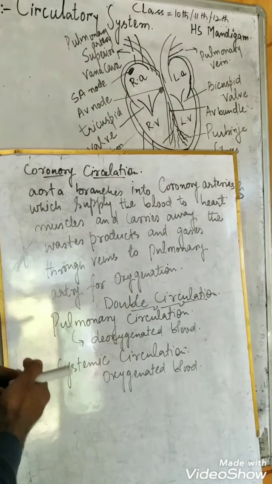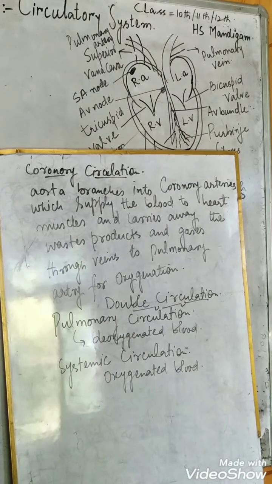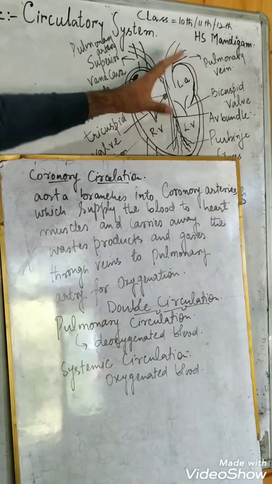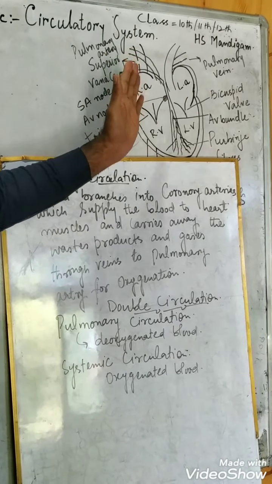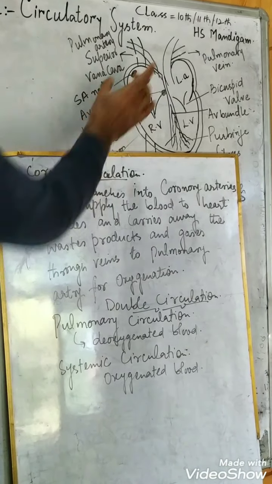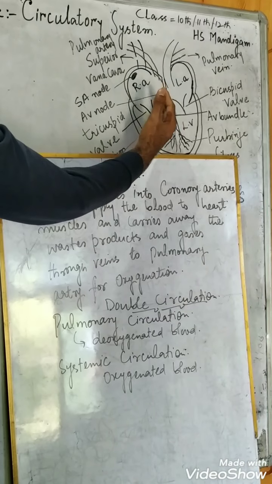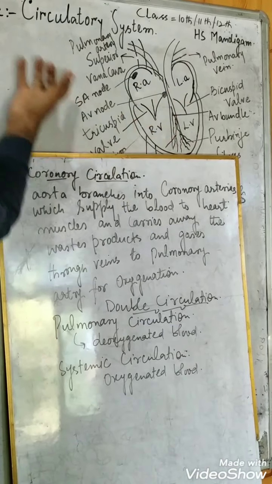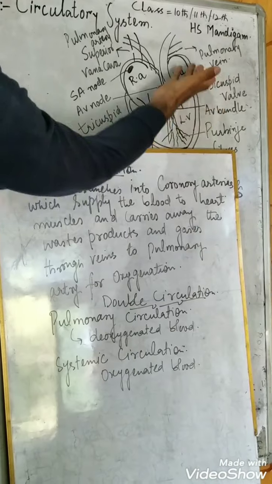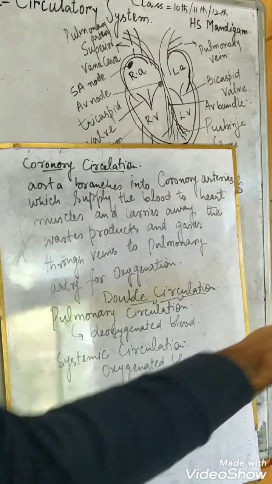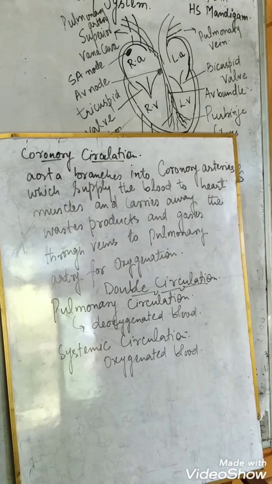Now, there is something called the double circulation. I have already told you that the heart is a single organ, but it functions as two different pumps. The right side of the heart pumps the deoxygenated blood to the lungs, and the left side of the heart pumps the oxygenated blood to all the tissues of the body. So that's why it's called the double circulation.